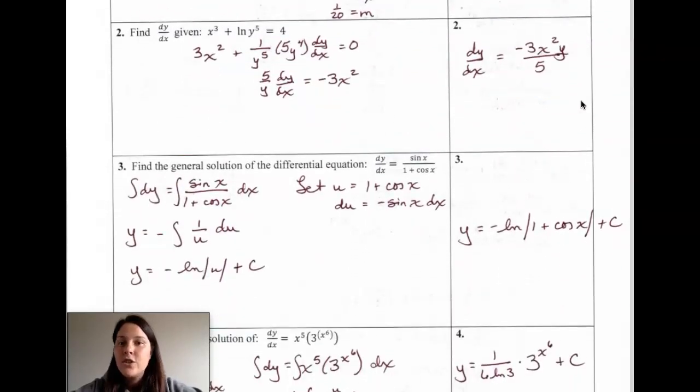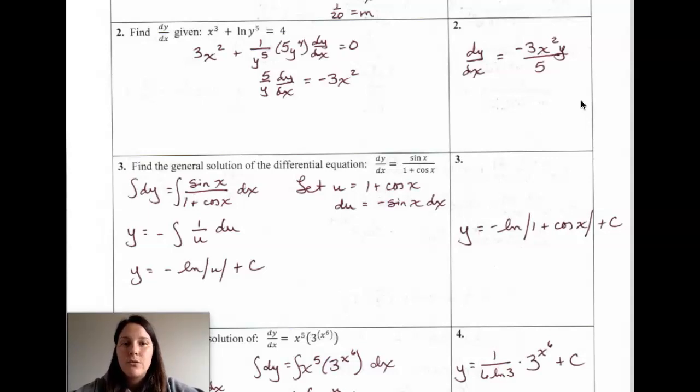Question 2, just find the derivative. This time we do have to solve for it in terms of x and y. So derivative of x cubed gives us that 3x squared. Derivative of natural log, again, that reciprocal, 1 over y to the 5th, times the derivative of what's inside, that 5y to the 4th, and then derivative of y, dy dx. On the other side, that derivative of 4 gives us 0.